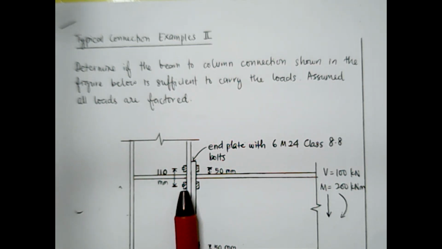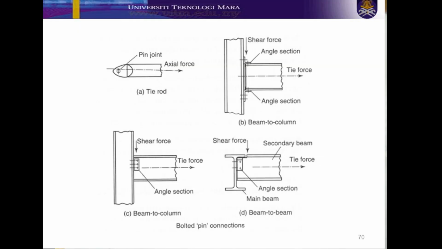As you can see in this slide, there are many types of typical connections, which consist of, as you can see in this figure, bolted pin connections. As shown in figure A, you can have pin joint tie rod connections, and B, you can have beam to column connections with angle sections at the top flange and the bottom flange, where in these types of connection the beam to column will experience shear force and tie force.